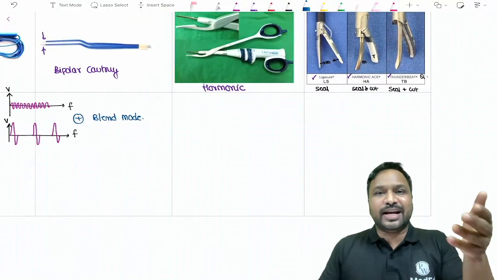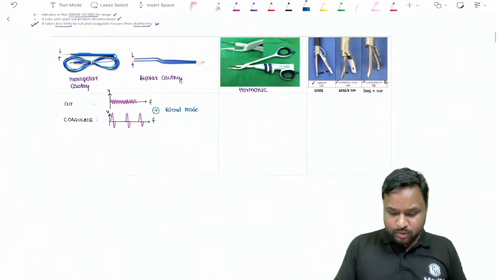Raghu, you're correct. The fulgurating current is nothing but the blend mode. It's almost the same. Don't worry about it.